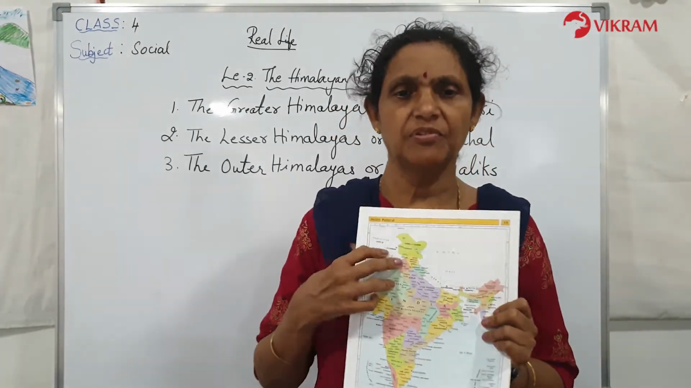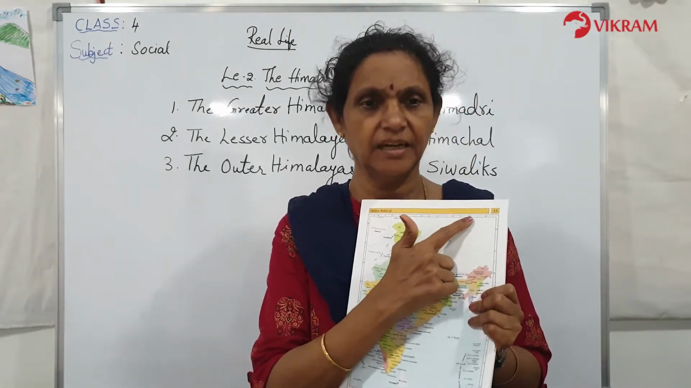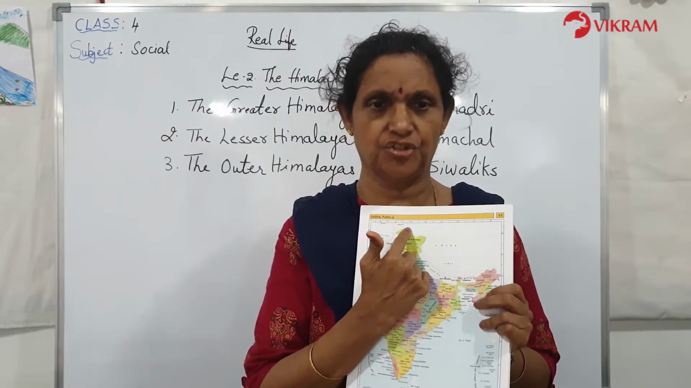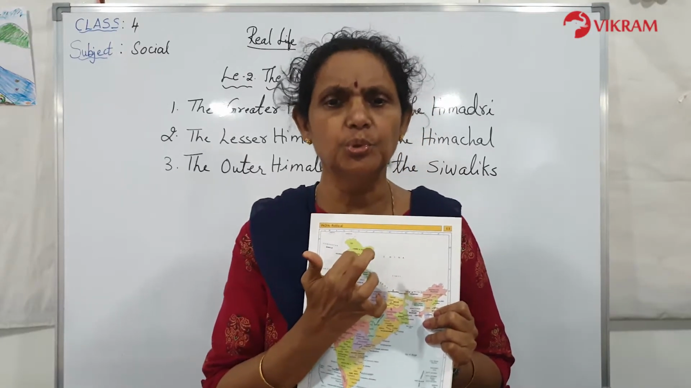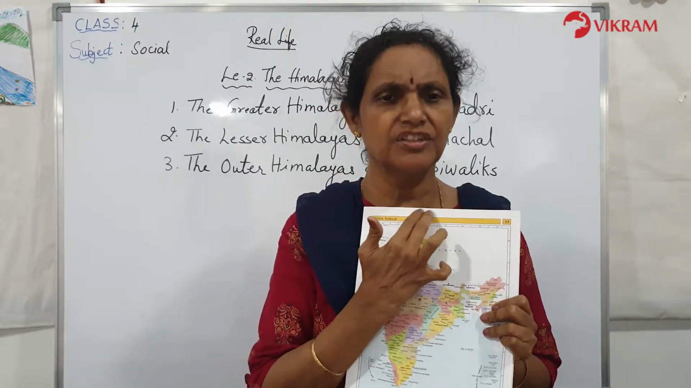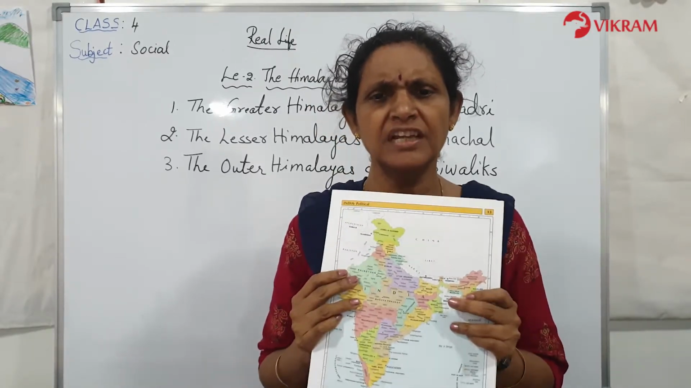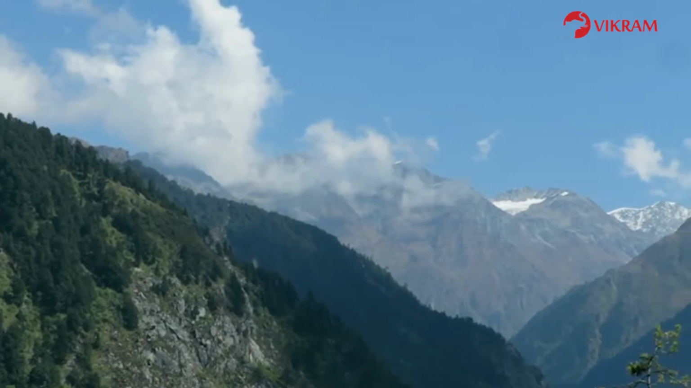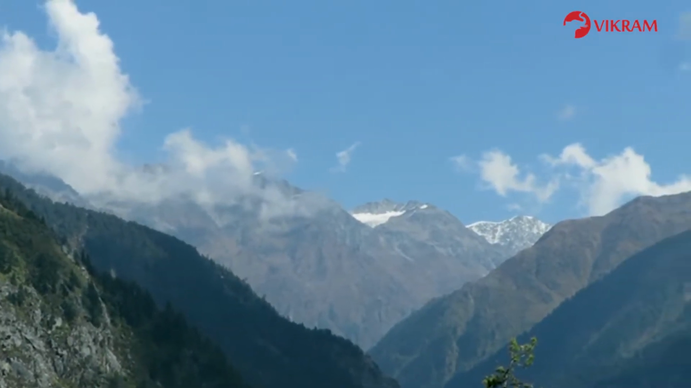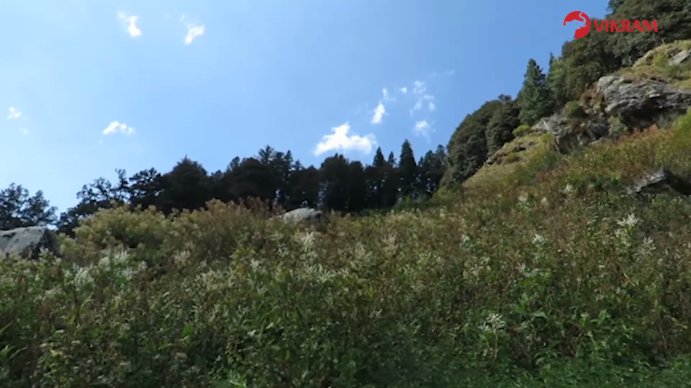The famous Kashmir Valley lies between the Greater Himalayas and the Pir Panjal range. Besides this, famous valleys like Kulu and Kangra valleys are found in this range. Further, many of the hill stations like Shimla, Mussoorie, Nainital, Chakrata and Ranikhet are located in this region.